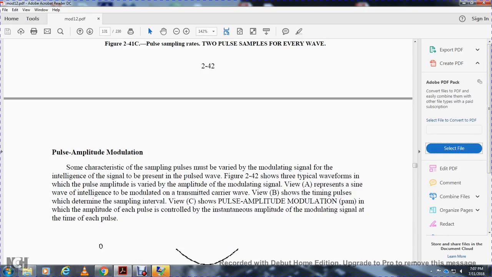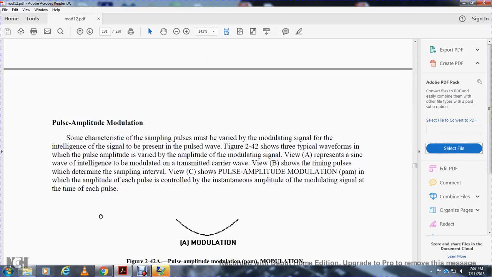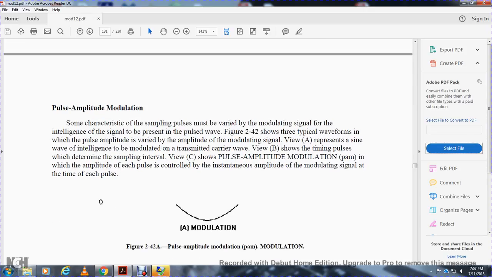Pulse amplitude modulation. Some character of the sample pulse must be varied with the modulation signal, so the intelligence signal is represented by the pulse wave. Figure 240 shows three typical waveforms in which the pulse amplitude is varied with the modulation signal. View A represents the sine wave, the intelligence modulating the transmitted carrier wave. View B shows the timing pulses which determine the sample interval. View C shows the pulse amplitude modulation, or PAM, in which the amplitude of each pulse is controlled by the instantaneous amplitude of the modulation signal at the time of each pulse.